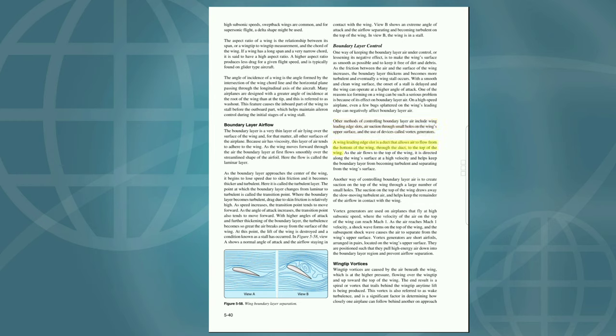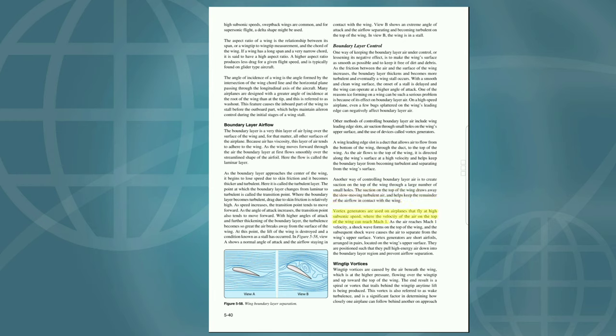A wing leading edge slot is a duct that allows air to flow from the bottom of the wing, through the duct, to the top of the wing. As the air flows to the top of the wing, it is directed along the wing's surface at a high velocity, and helps keep the boundary layer from becoming turbulent and separating from the wing's surface. Another way of controlling boundary layer air is to create suction on the top of the wing through a large number of small holes. The suction on the top of the wing draws away the slow-moving turbulent air, and helps keep the remainder of the airflow in contact with the wing.